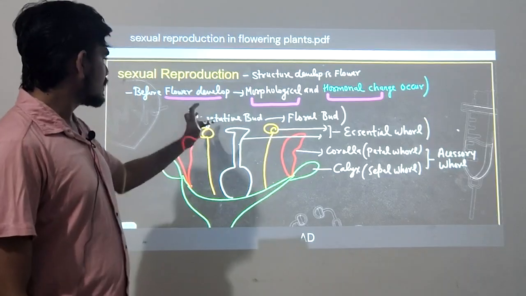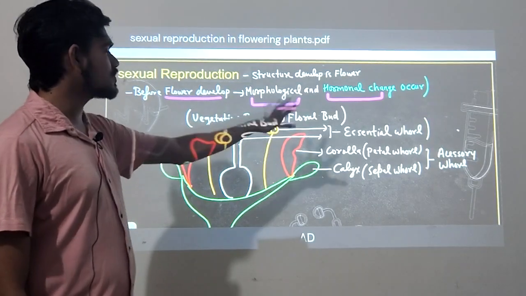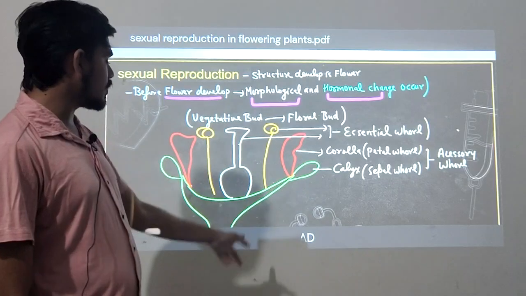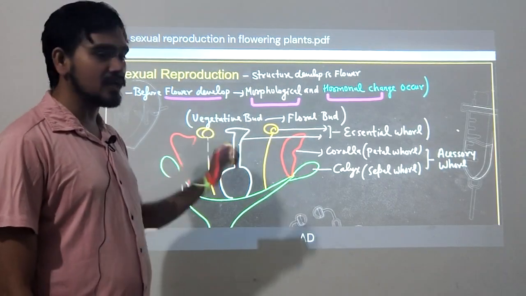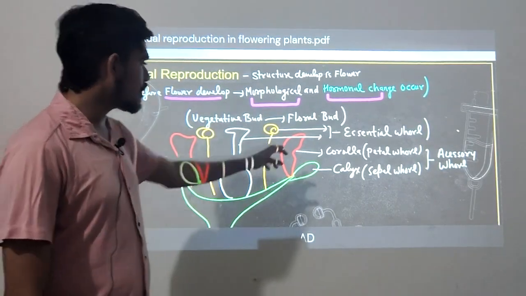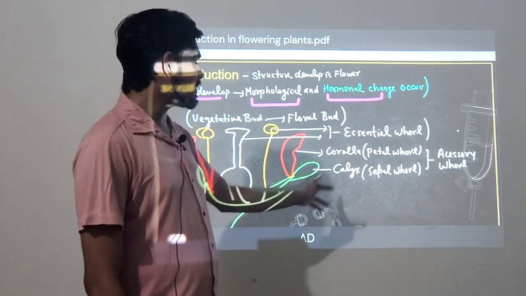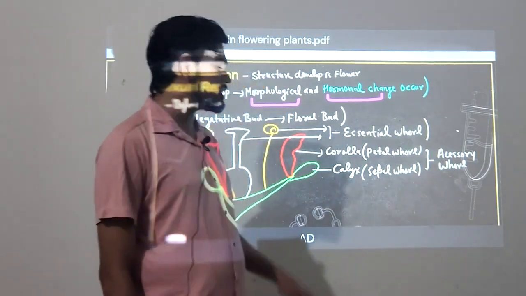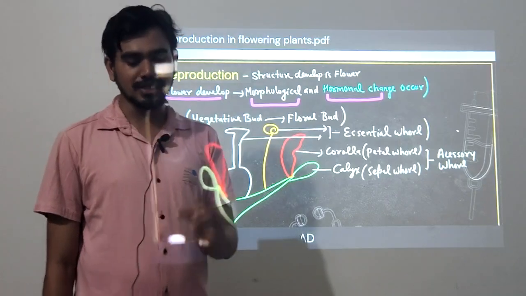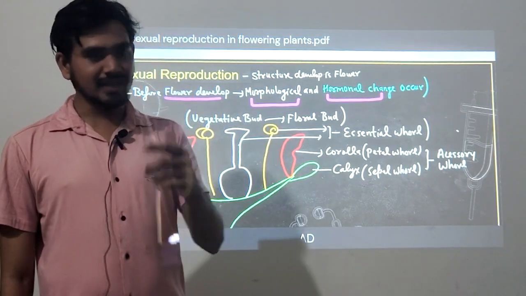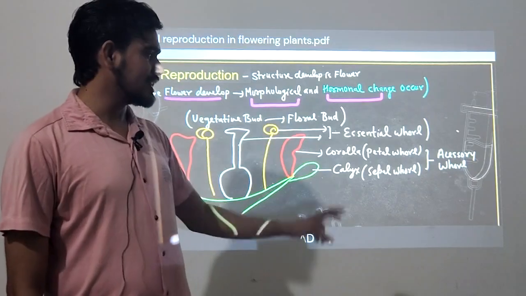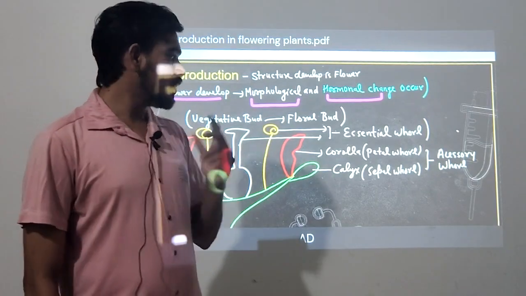Okay, so the vegetative bud converts into a floral bud. There are essential whorls. When we talk about the essential whorls, that is the androecium and gynoecium. The corolla, that is the petal whorl, and the calyx, the sepal whorl, are known as accessory whorls. So there are two kinds: the androecium and gynoecium are the essential whorls, and the other parts, corolla and calyx, carry the accessory role.